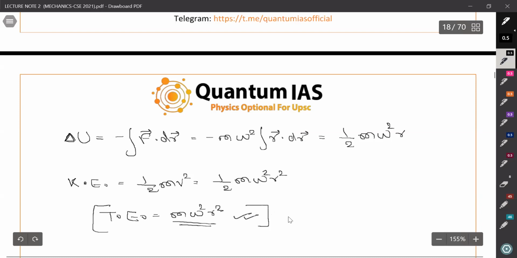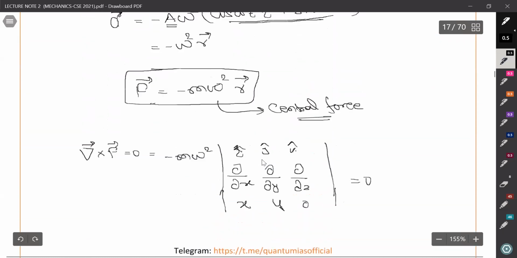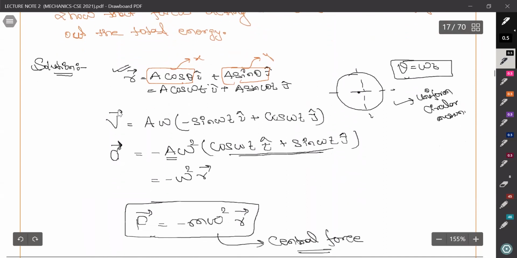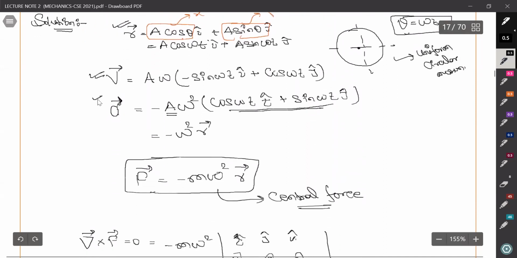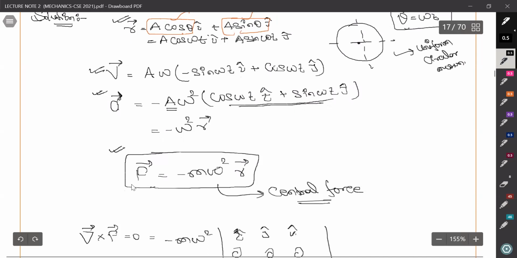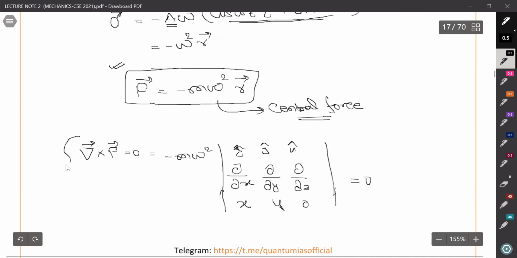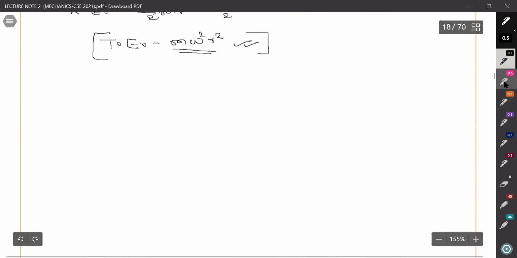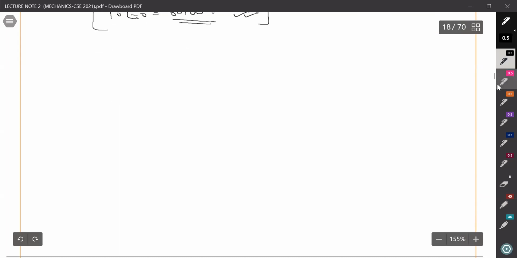So the main thing here is to understand that if we know the trajectory, we can find the velocity, we can find the acceleration, ultimately we can find the force, and we can also check whether this force is conservative or not, right? So this is the main motto of this question. Okay, I need to add some more points here. I'll just write down some important points.